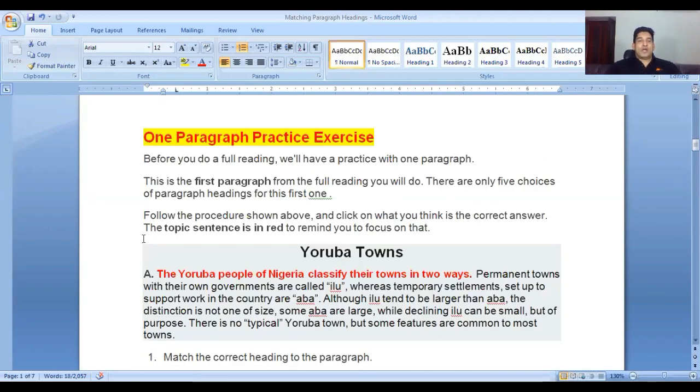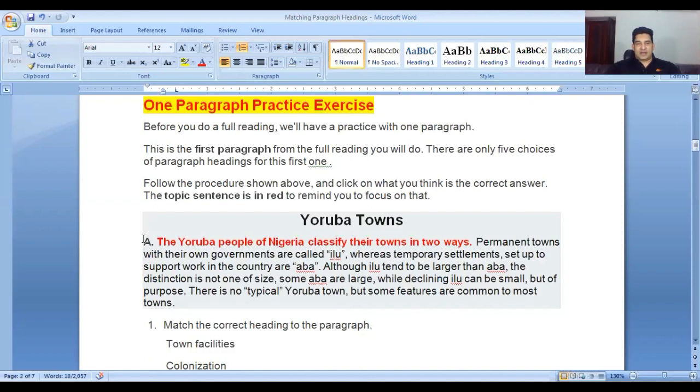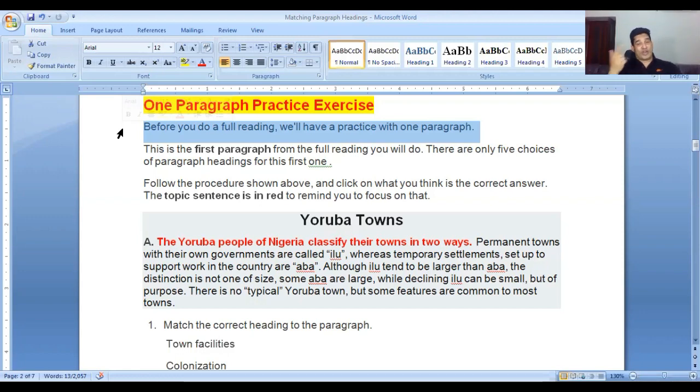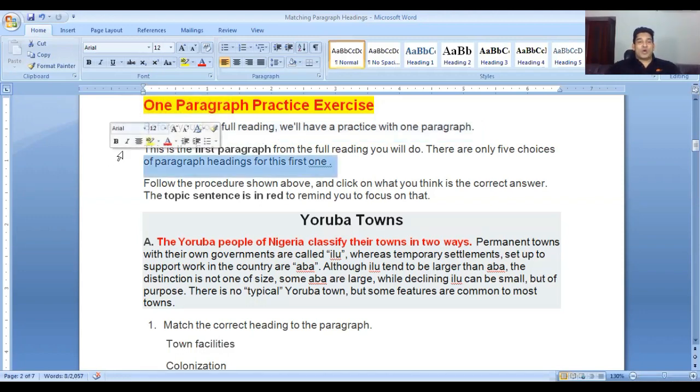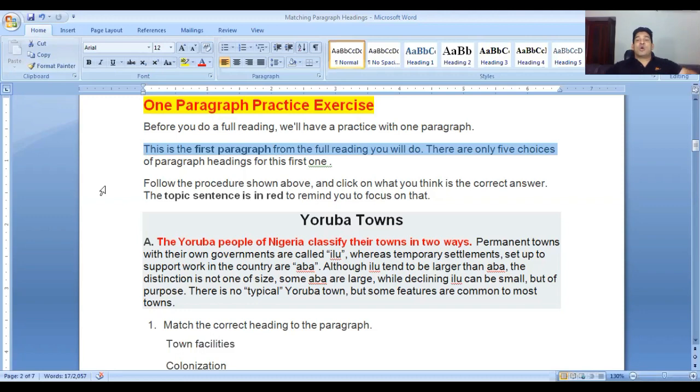Now, one paragraph practice exercise. Before you do the full reading, we'll have a practice with 1 paragraph. Got it? 1 paragraph first, then we'll go ahead. This is the first paragraph from the full reading you will do. There are only 5 choices of paragraph heading for this first one.